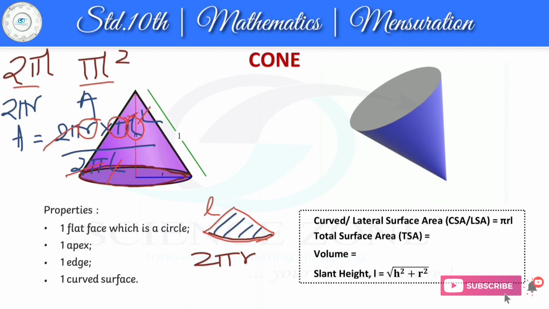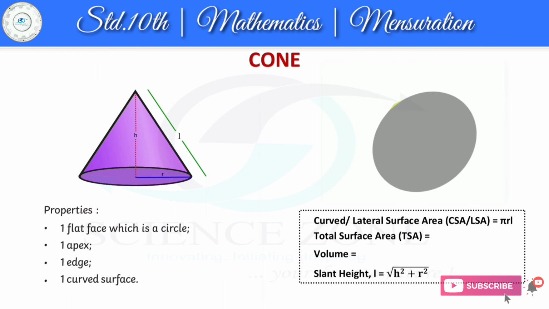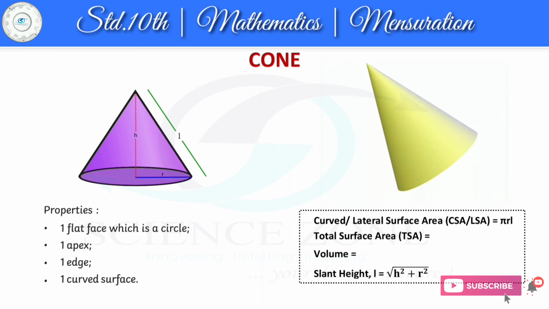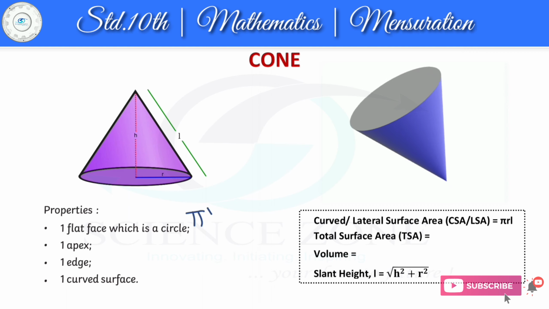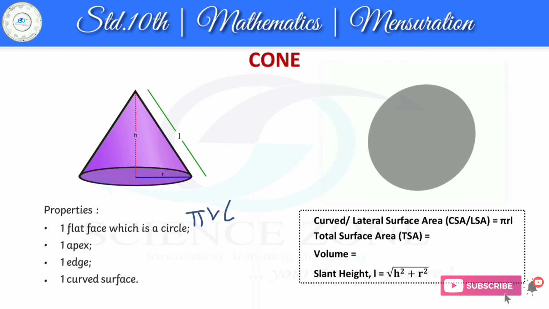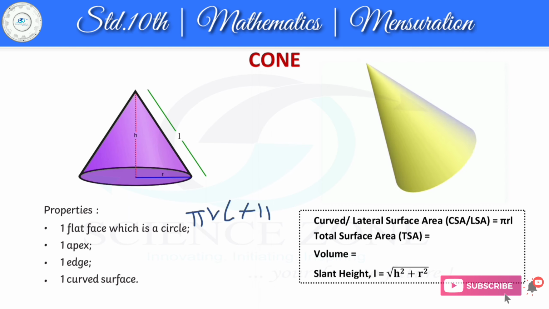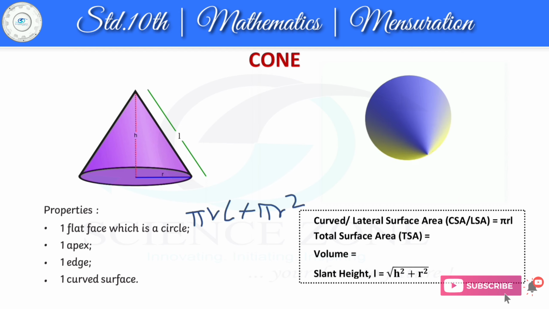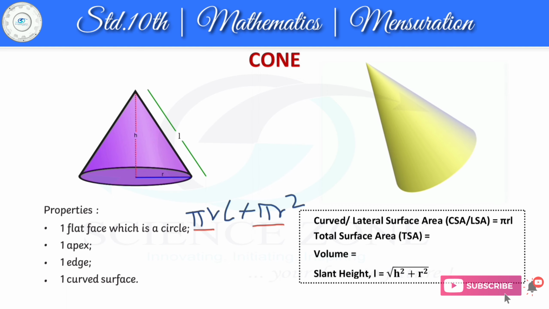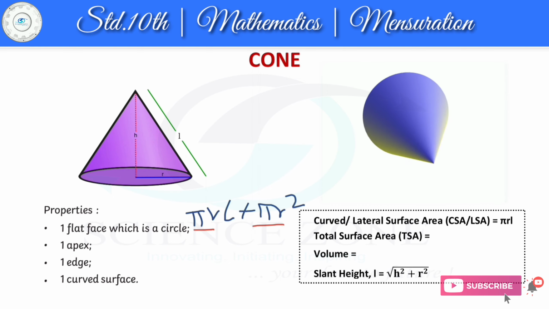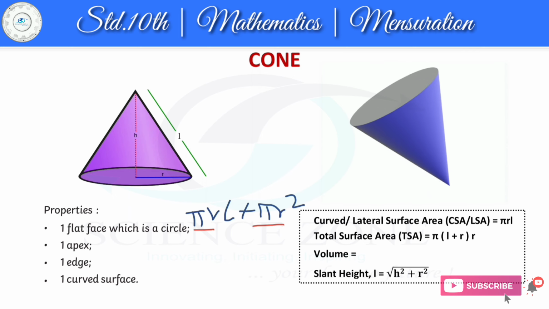Now, if we want to find the total surface area of a cone, we have to add the area of the base to the curved surface area of the cone. Curved surface area of a cone is pi r L plus area of base. Base is what? Circle. So, area of a circle is pi r square. From these two terms, we can clearly see pi r can be taken as common. So, total surface area of a cone is given by the formula pi r into L plus r.